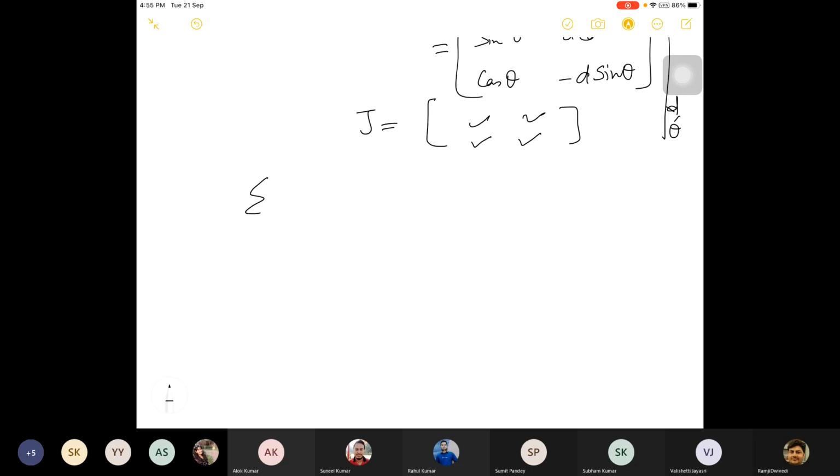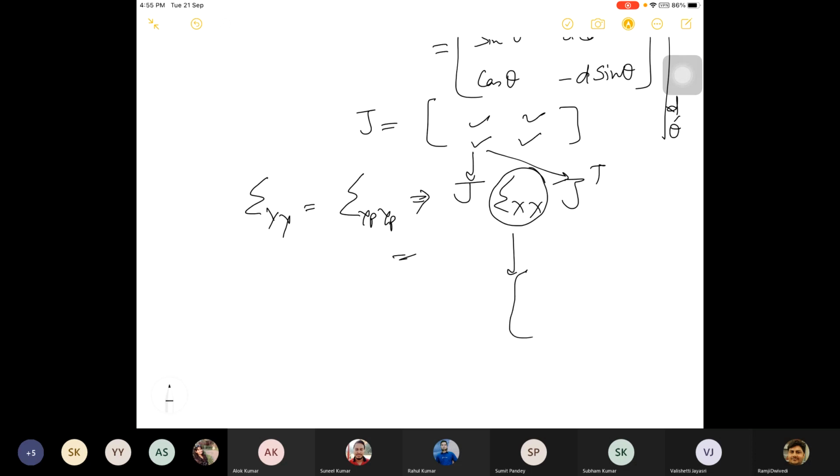Now, the sigma yy, which is nothing but sigma xpyp, would be given as Jacobian sigma xx Jacobian transpose. Now your J is coming here, J transpose would go there, and sigma xx you have computed, or in fact it is given as sigma d square sigma theta square. Answer would be available. See, I have just followed the steps. I have not done any rocket science, just step-wise information.